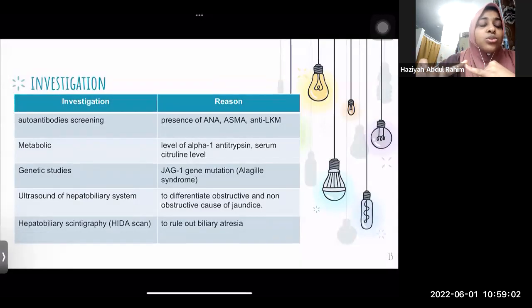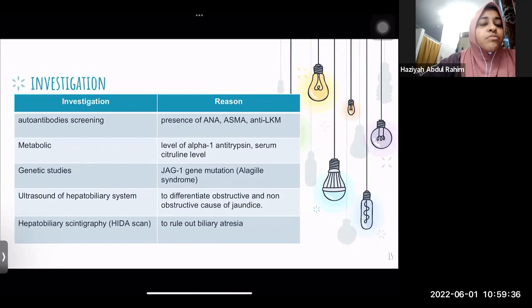And then for autoimmune causes of hepatitis, look for autoantibody screening, presence of ANA, ASMA is anti-smooth muscle antibody. Anti-LKM is anti-liver kidney microsomal antibody. And then for metabolic causes, look for a level of alpha-1 antitrypsin and also serum citrulline level. For genetic studies, for Alagille syndrome, look for JAG1 gene mutation. For ultrasound of the hepatobiliary system, basically to differentiate whether there is an obstructive or non-obstructive cause.